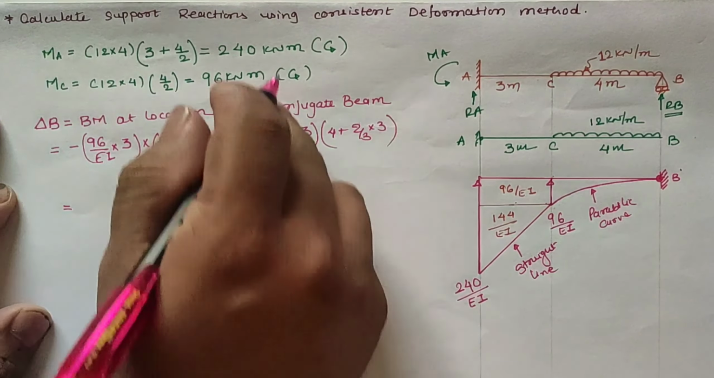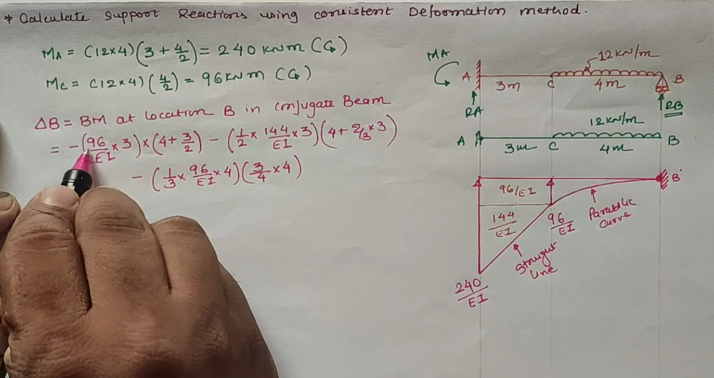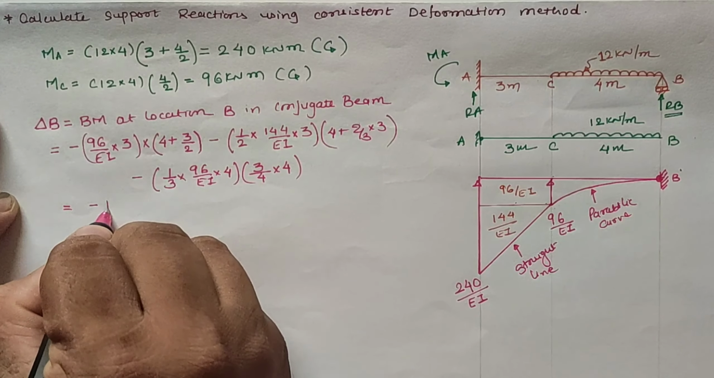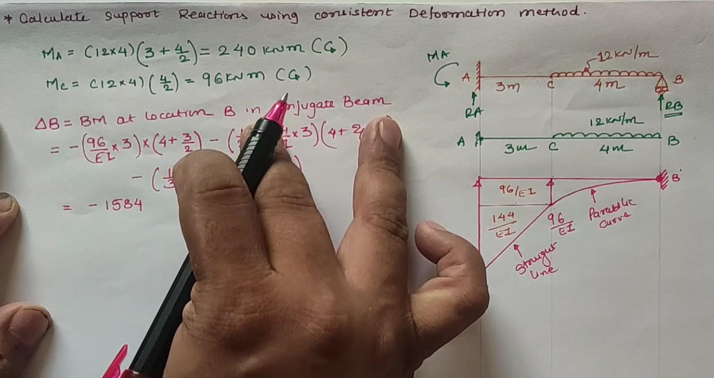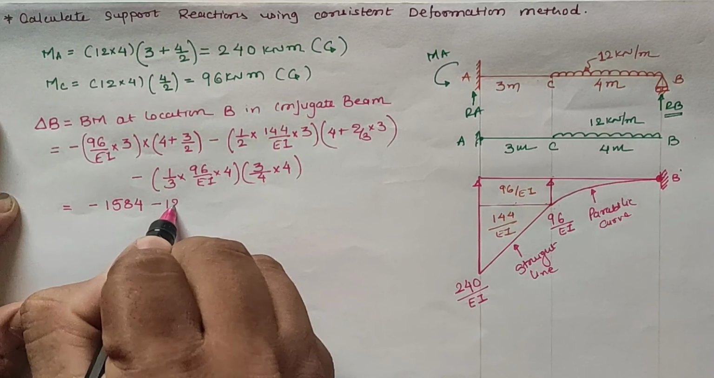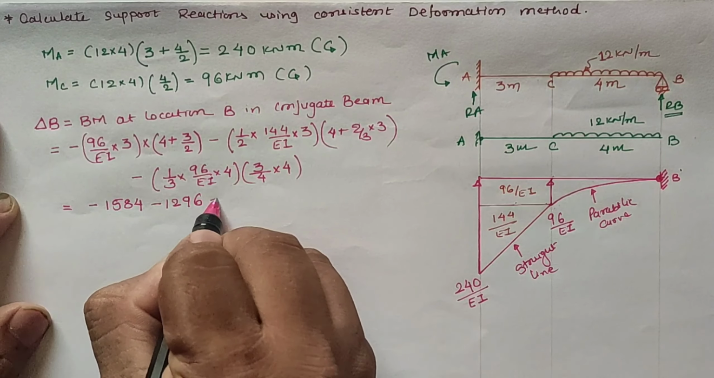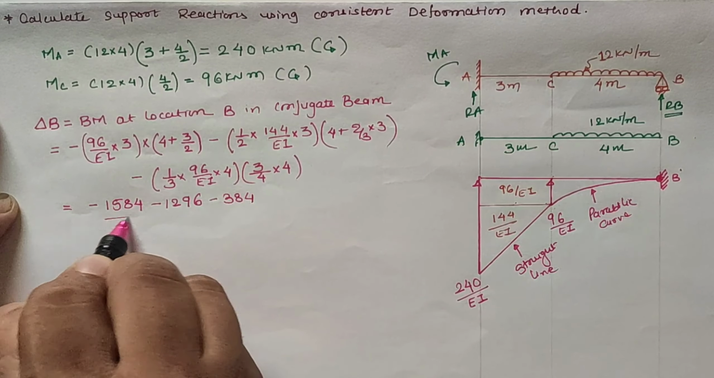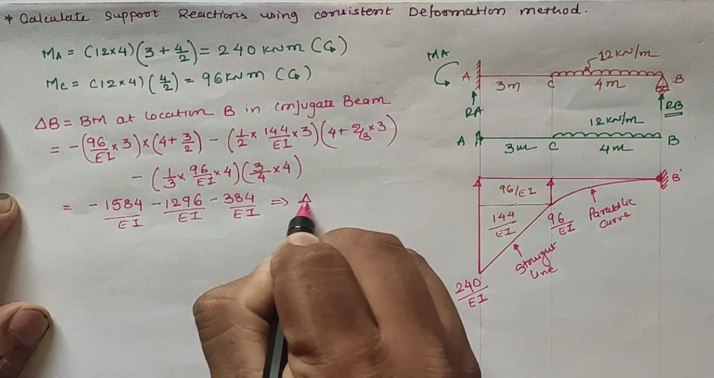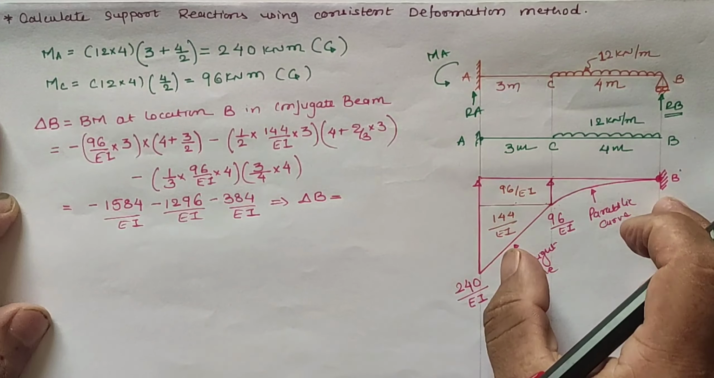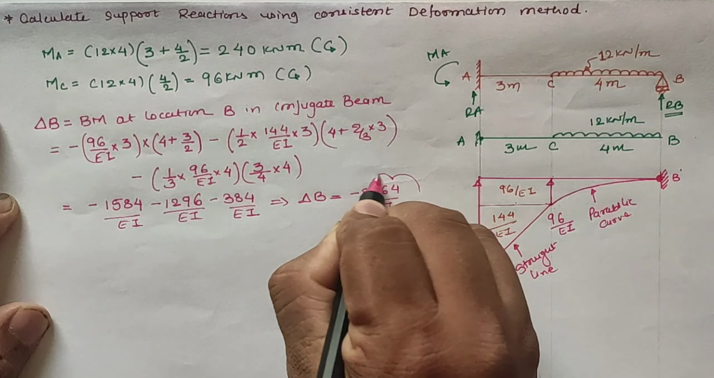Now solving these terms, we will have the value for the rectangular part of 96 by EI as -1584. Now for the UVL of 144 by EI, our value is -1296, and the parabolic curve has the value of 384 divided by EI. Hence the delta B value for the conjugate beam is -3264 divided by EI.